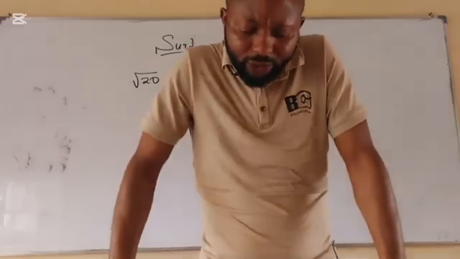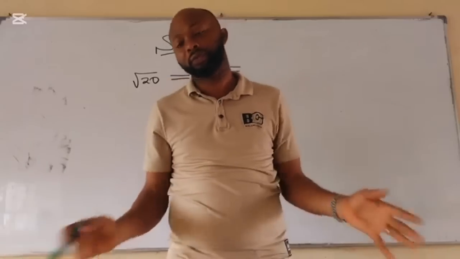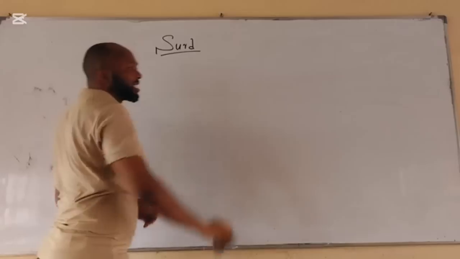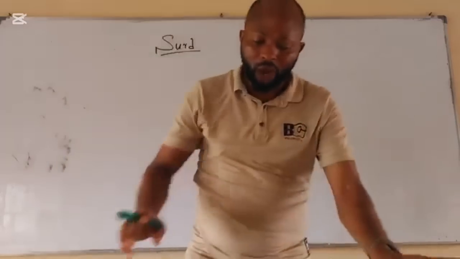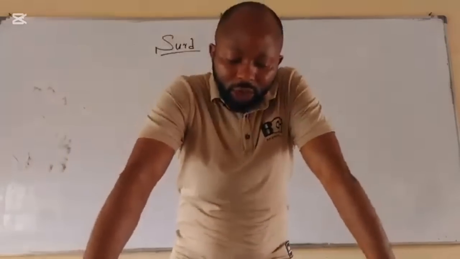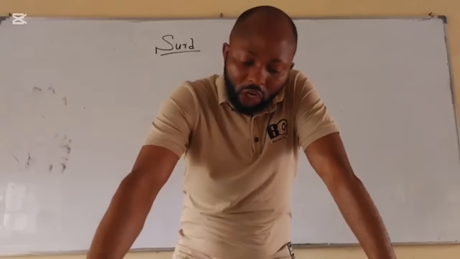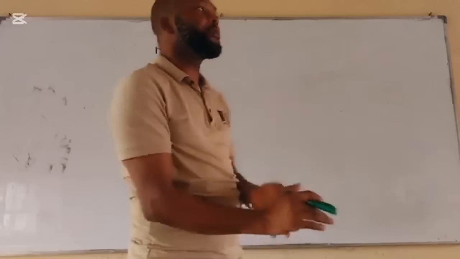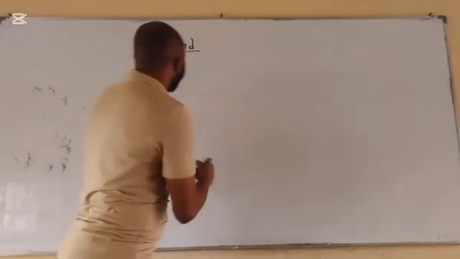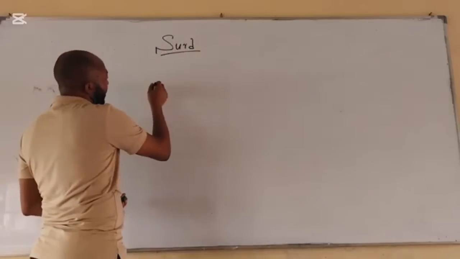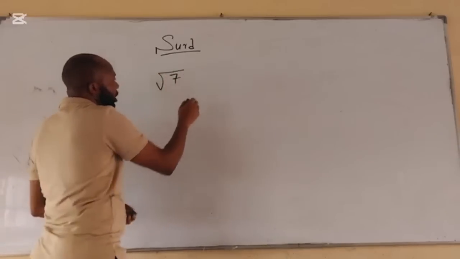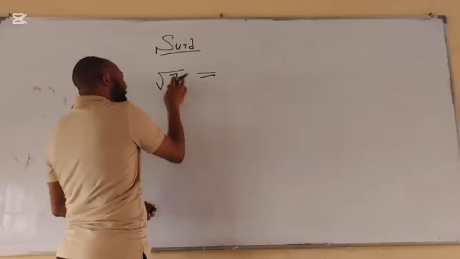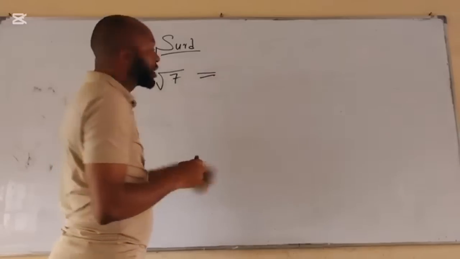Now, let's look at something: basic forms of surds. At what level do we say a surd is in its basic form? A surd is said to be in its basic form if it does not have a factor that is a perfect square. So if the value given to me, like root 7, does not have a factor in it that is a perfect square, then it is in the basic form.